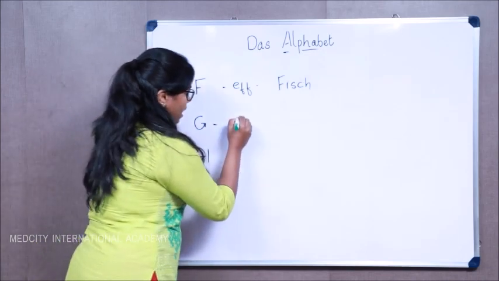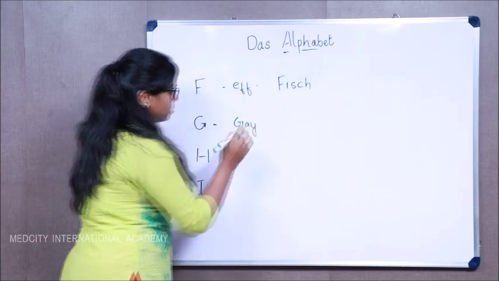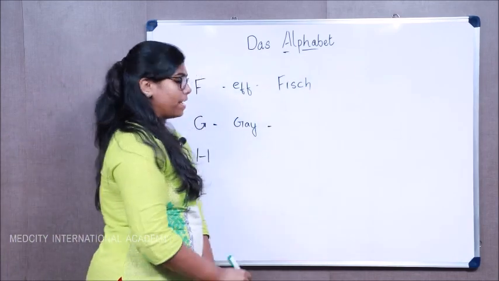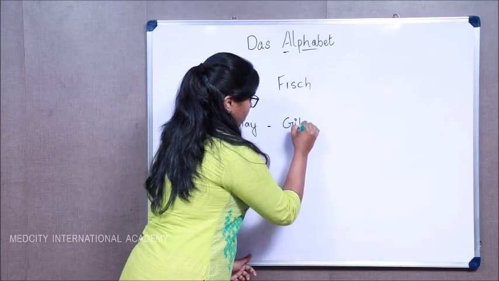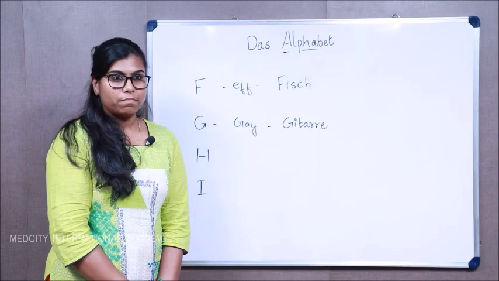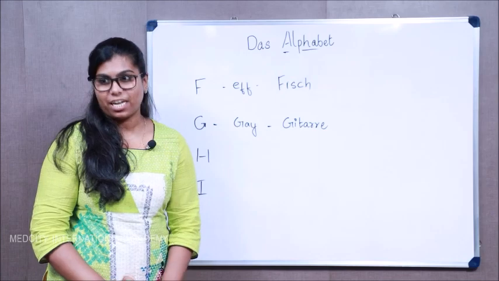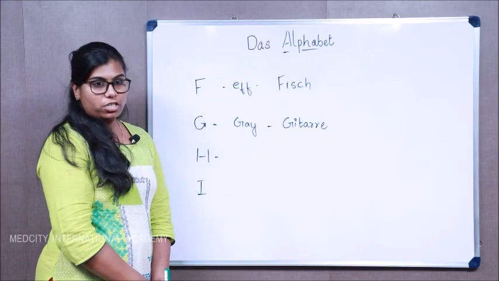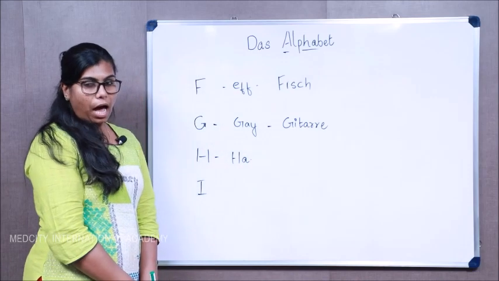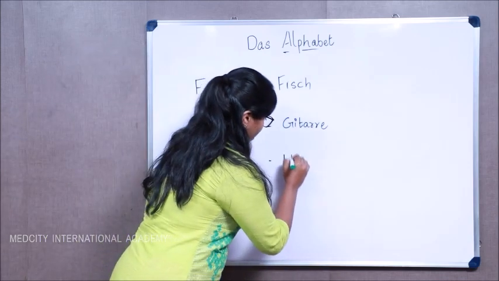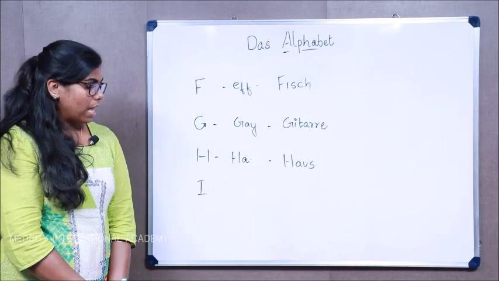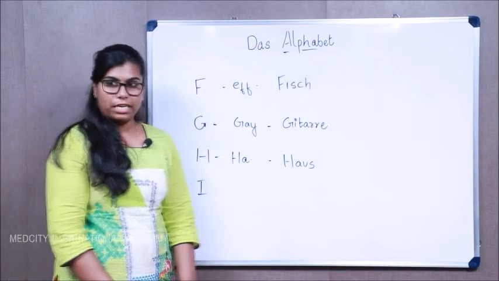Then next one is G, and it is pronounced as gay. For example, we can say die Guitare. Any guess what is guitare? Same, guitar. Then H. It's pronounced as ha. For example, house, das Haus, same as house in English.